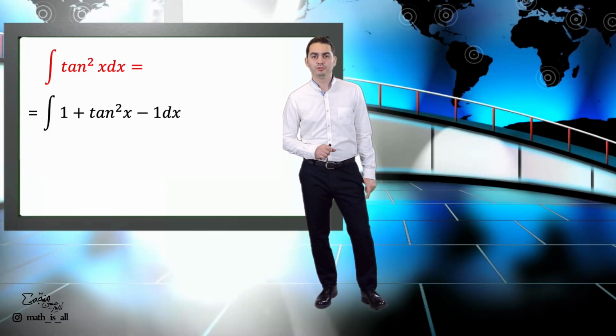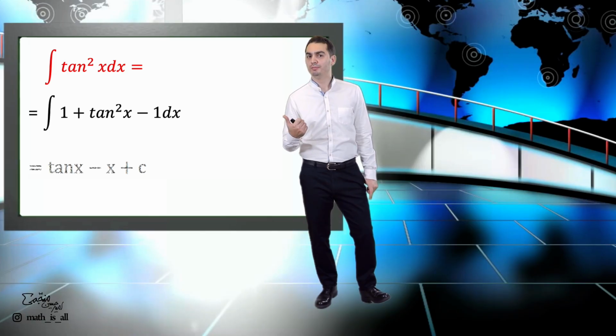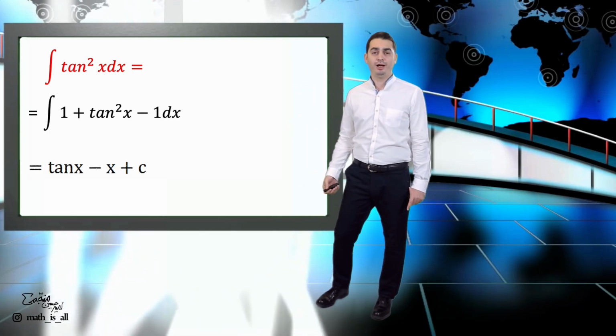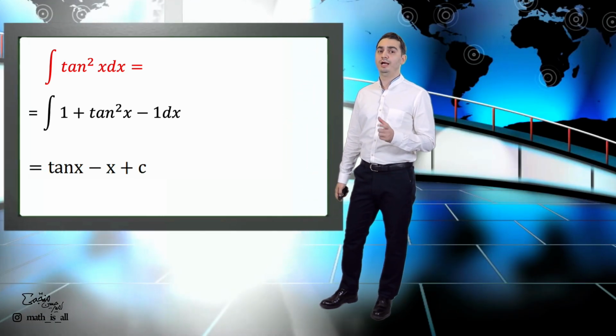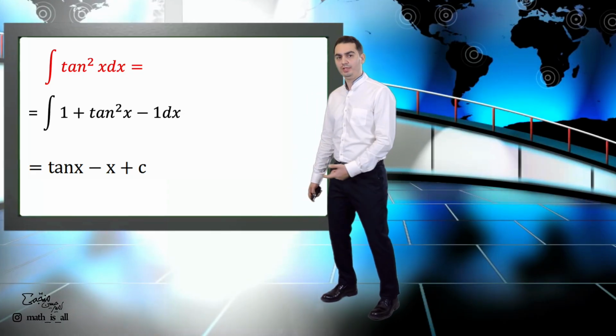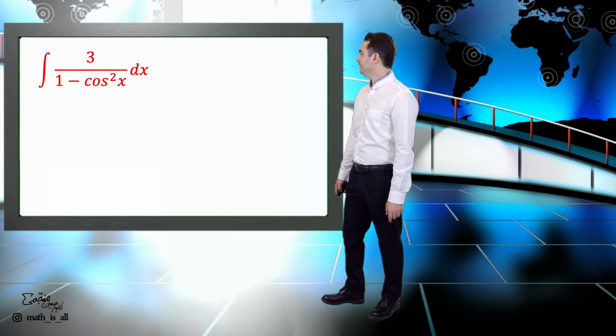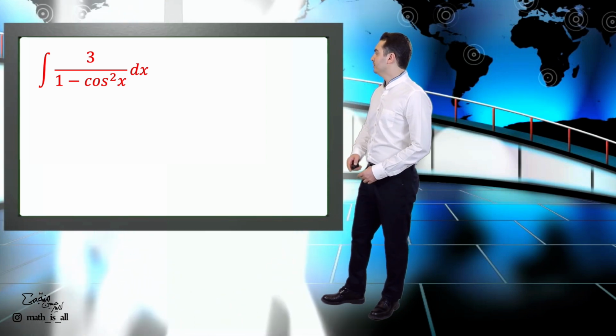Now, what function has a derivative of 1 plus tangent squared x? It is simply tangent x. Then we have the integral of the constant 1, which becomes x. So very easily remember this common result: tangent x minus x plus c. We continue. The integral of 3 dx, all divided by 1 minus cosine squared.